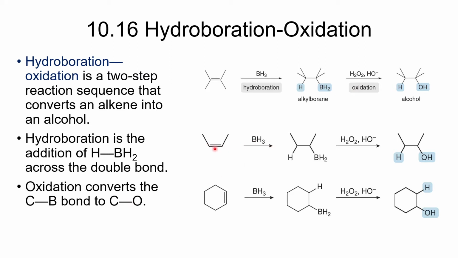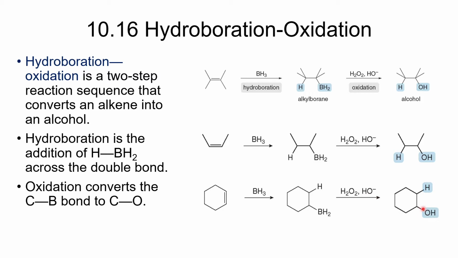Here are a couple of examples. So here we've got the cis-2-butene. We add it across and then do the oxidation, and we get this alcohol. In a very similar fashion with the cyclohexene, we get the borane and then oxidize to get that alcohol.